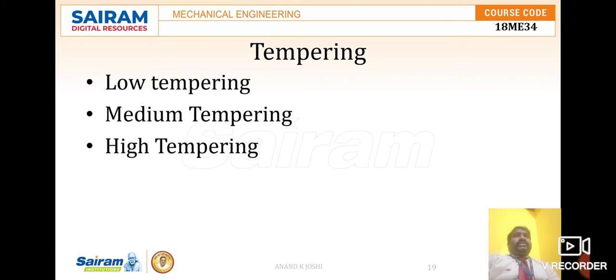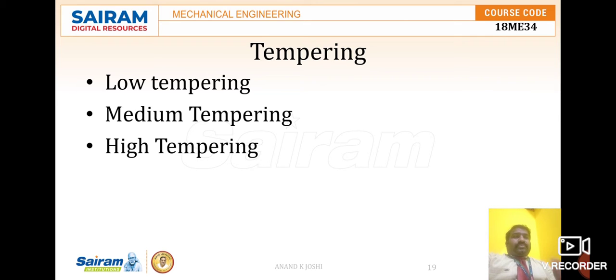So why should we do this tempering process? The purpose is, first, to reduce the brittleness and improve the ductility of the hardened steel, and also to improve the toughness of the steel. And last, to relieve the internal stresses. Okay, these are the purposes, and now how does this process take place?